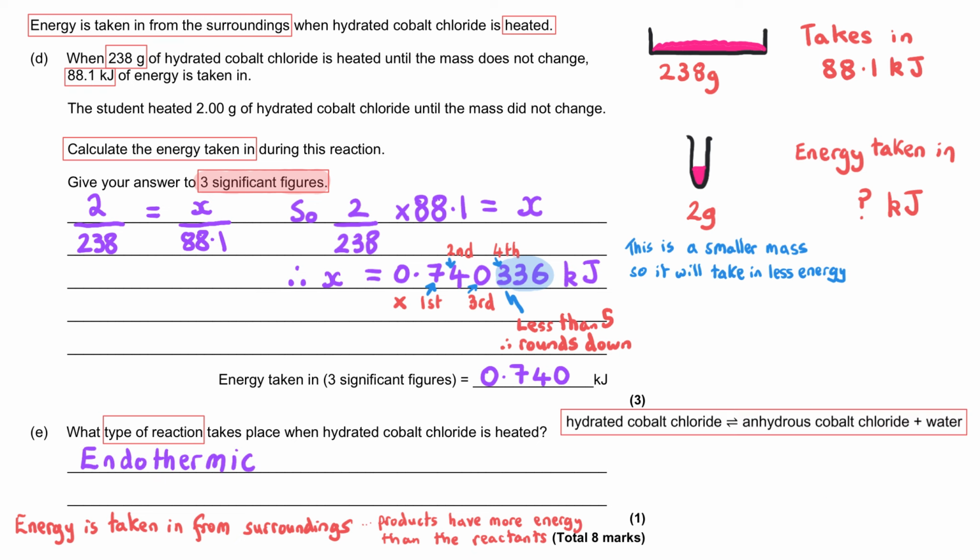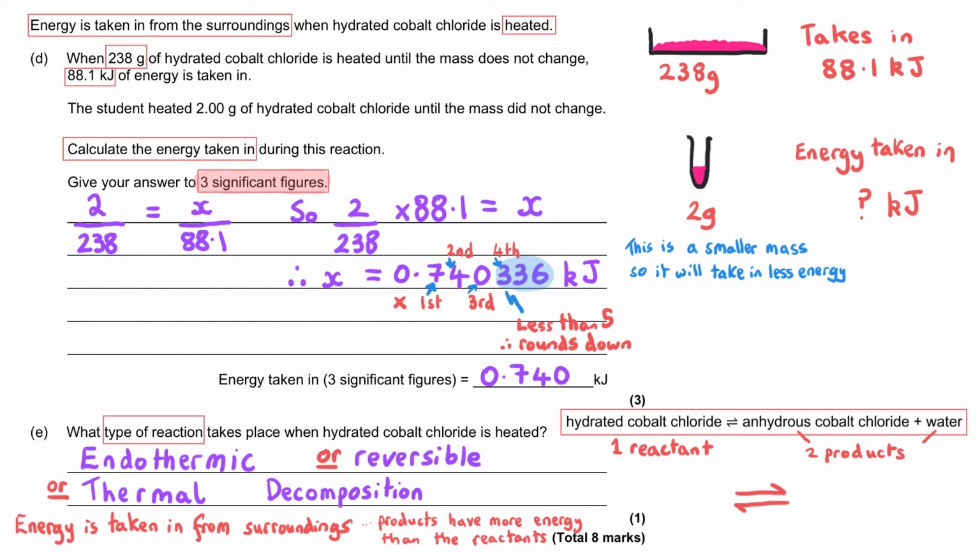Alternatively, we could recognize that the hydrated cobalt chloride is falling apart. We start with 1 reactant and we end up with 2. So we could instead refer to this as a decomposition reaction. And it's a decomposition reaction that requires heat energy. So it is a thermal decomposition reaction. We could also remark on the fact that there was the reversible reaction symbol in the equation that we were given. And so instead of these 2 possibilities, we could instead say this is simply a reversible reaction.